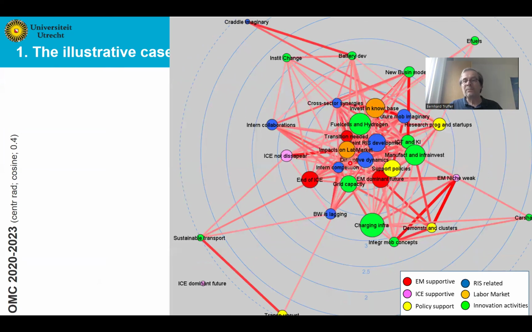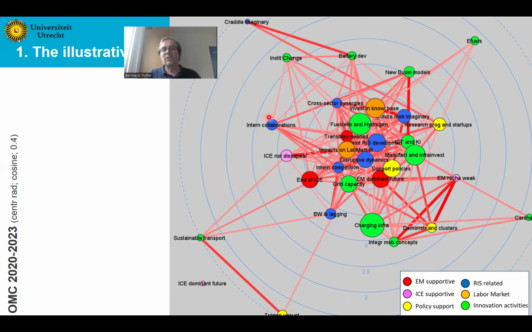So moving to the last period, from 2020 to 23, you see that the picture has changed another time. And now electromobility has been endorsed much more clearly.